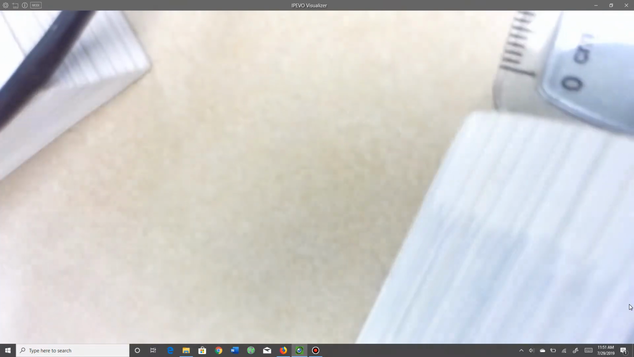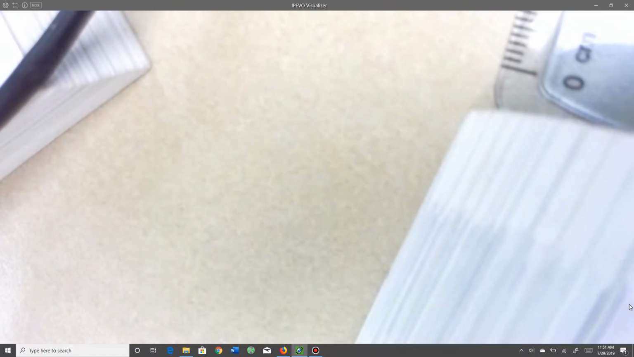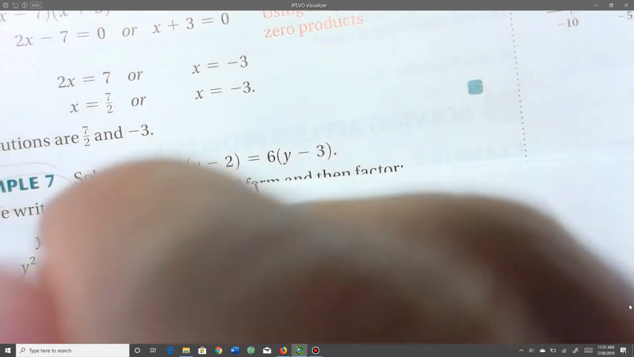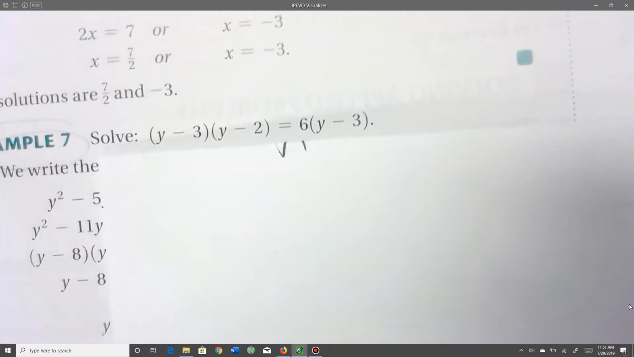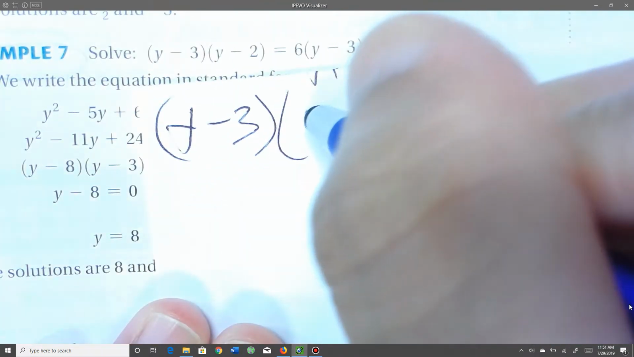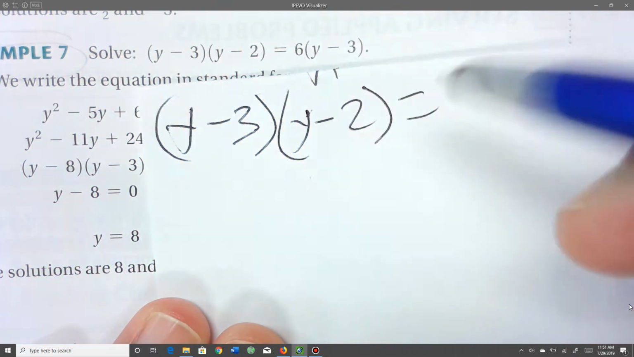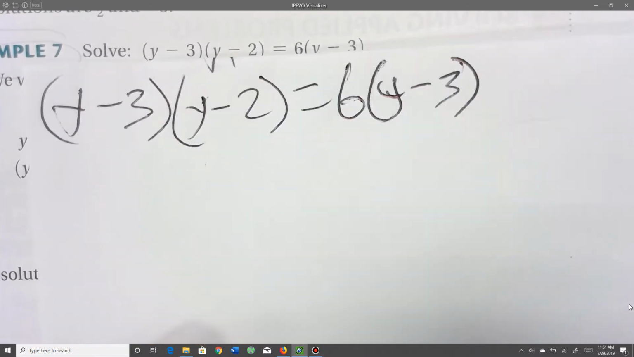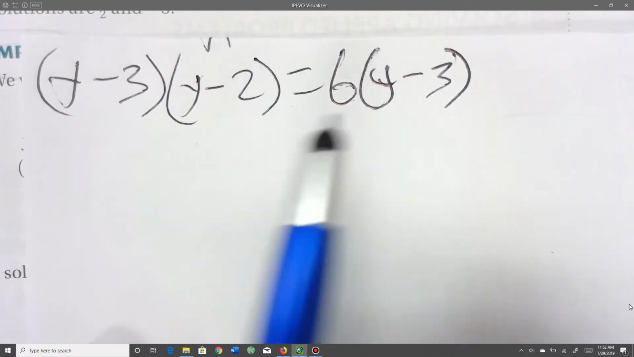So let me go back to that example on section 50.1, because this one's a bit more complicated. Let me form my paper here real quick. Okay, so the problem is, let me rewrite it here: y minus 3 times y minus 2 equals 6 times y minus 3. Notice that this is not in standard form.